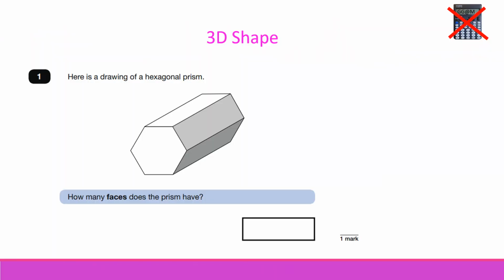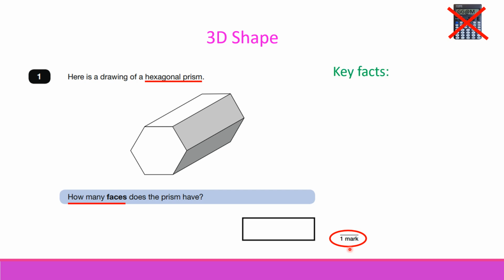This is a question on 3D shapes. The keywords in the question are that we have got a hexagonal prism. So this shape that you can see on the page is a hexagonal prism because we have got a hexagon at the end and the prism is the same shape all the way through. The question wants us to find how many faces, and this is going to be worth 1 mark.